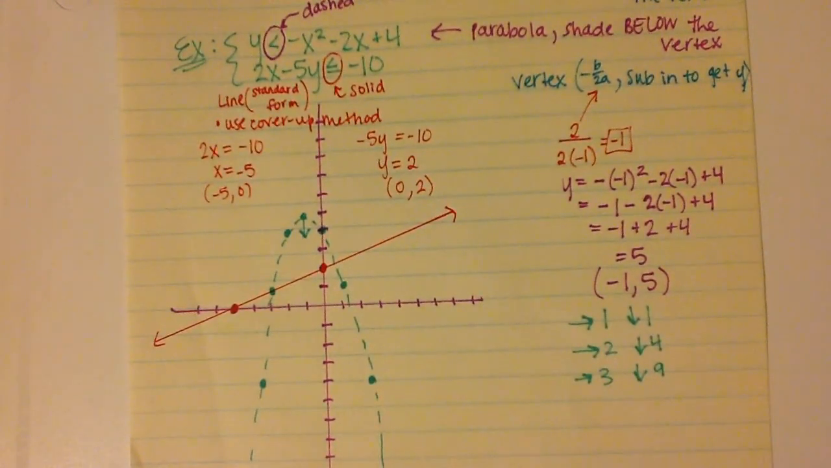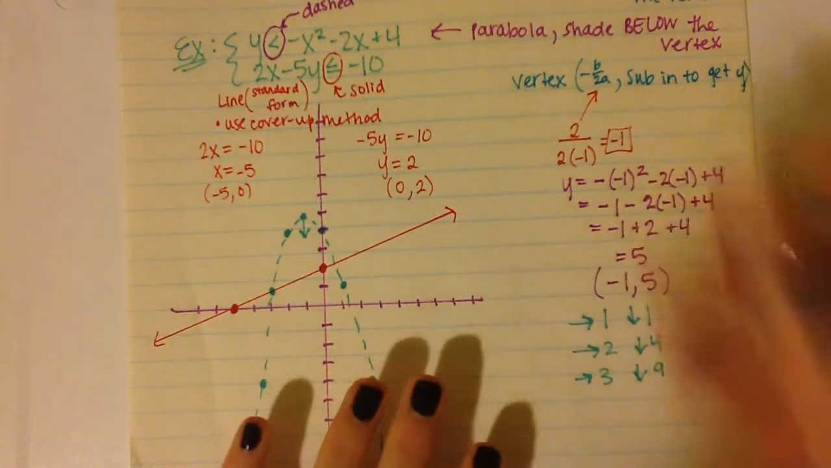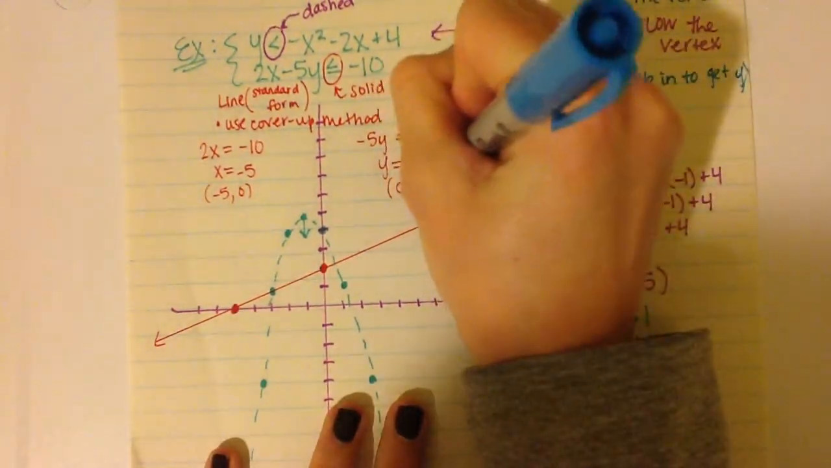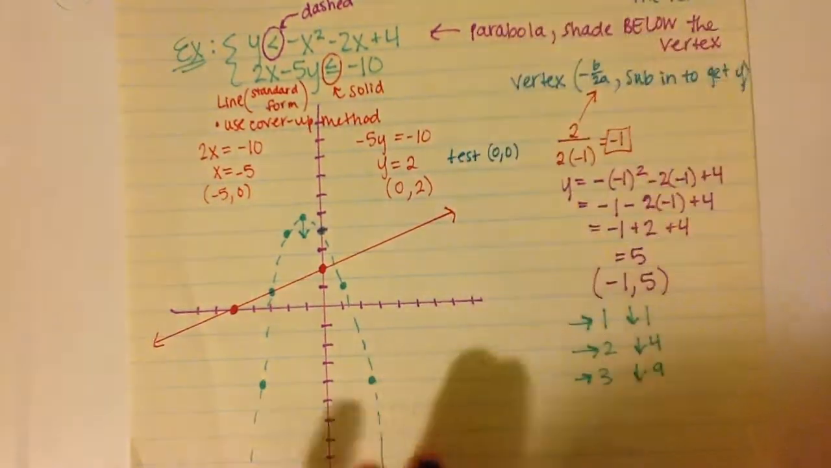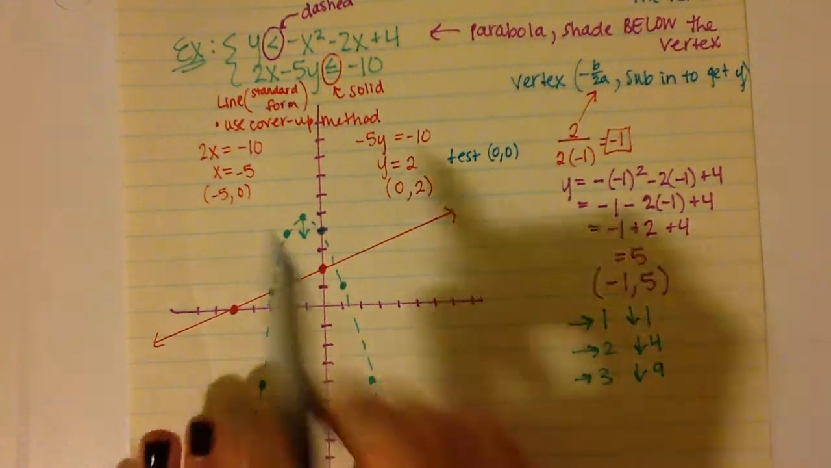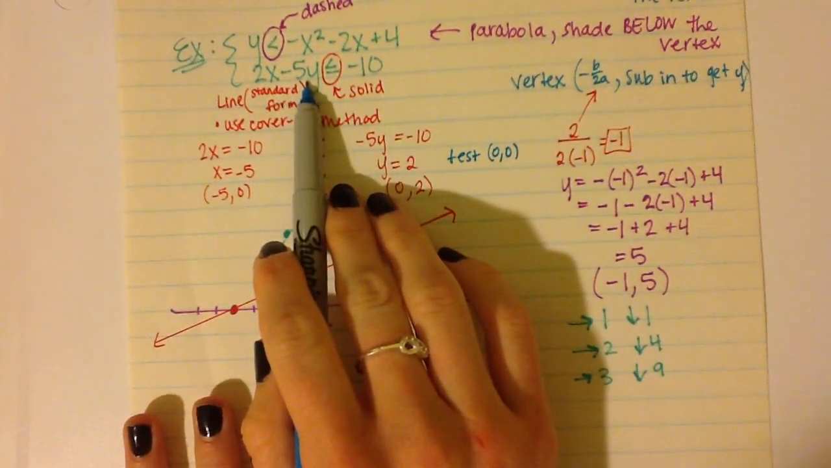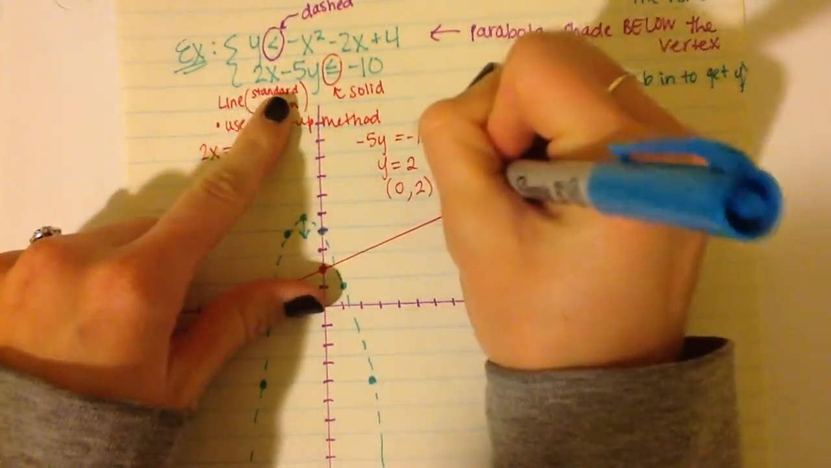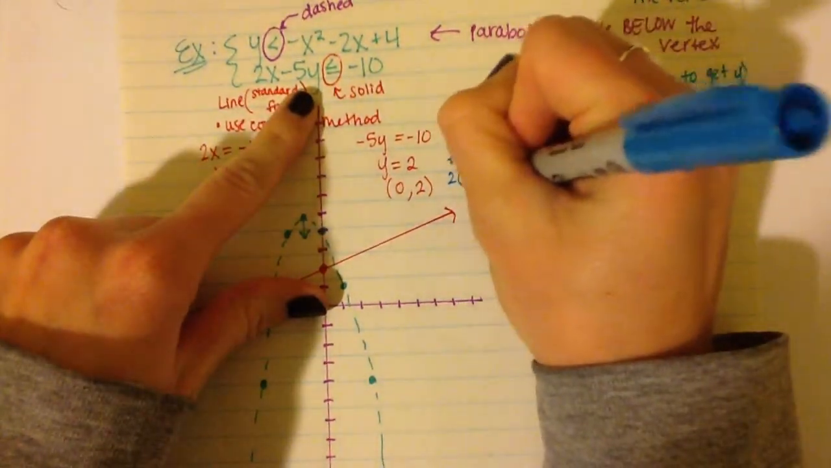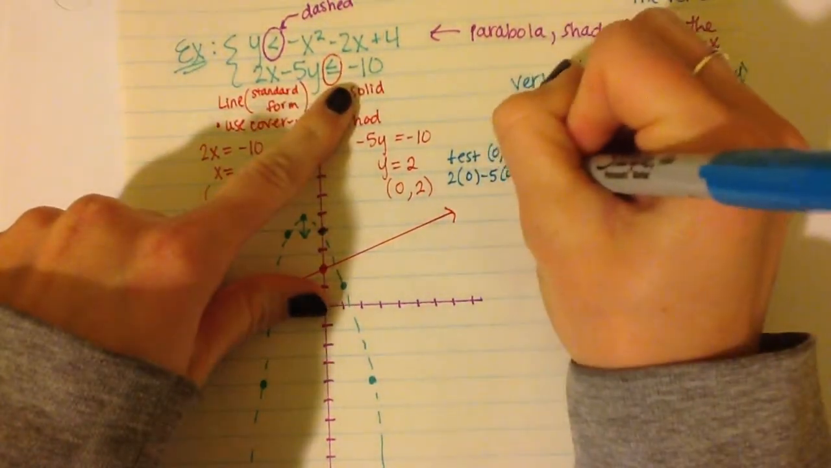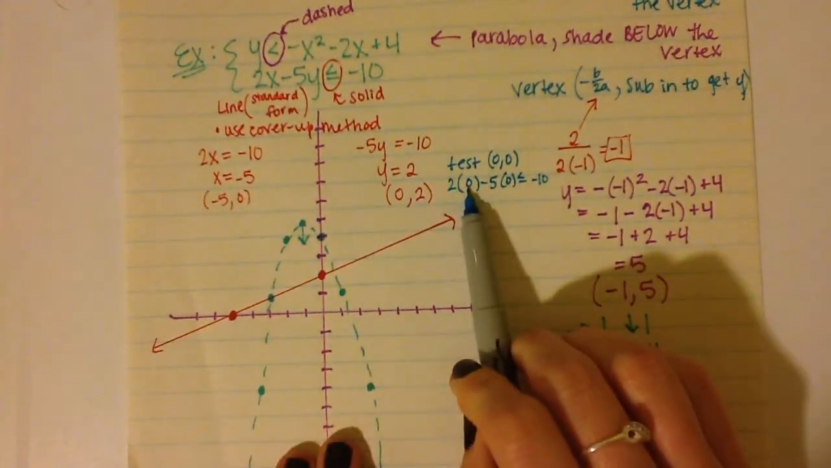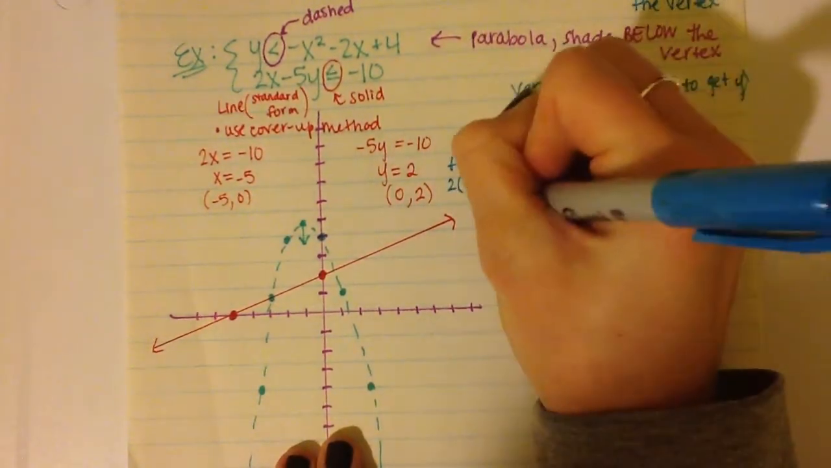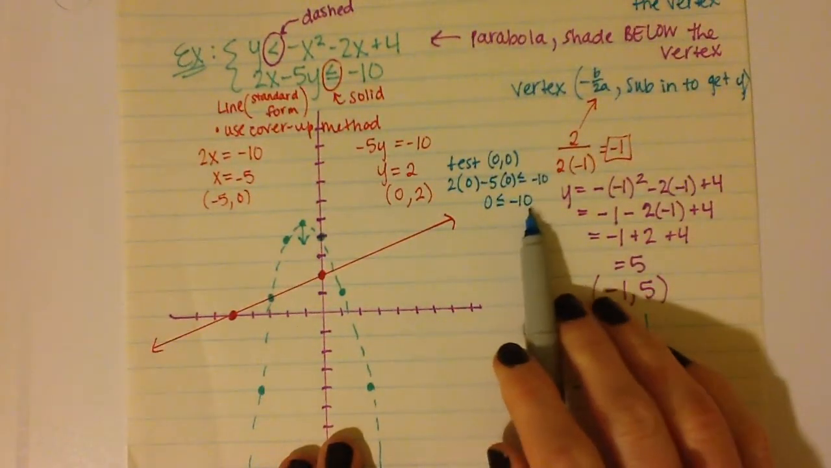So now we have to figure out where we're going to shade on that line. So let's pick a test point. And I'm going to choose our test point to be 0, 0 to make it easy. So we're going to test 0, 0. So going back to the original equation, we're going to plug in 0, 0. So we have 2 times our x, which is 0, minus 5 times y, which is 0, is less than or equal to negative 10. Well, 2 times 0 is 0, minus 5 times 0 is 0, so 0 minus 0 is 0. Is 0 less than or equal to negative 10?